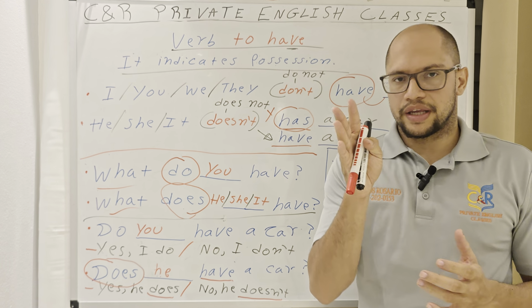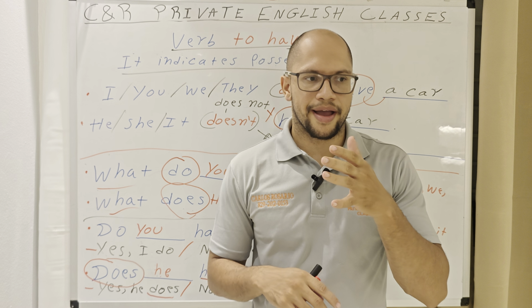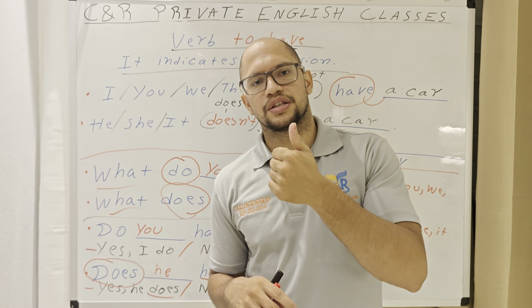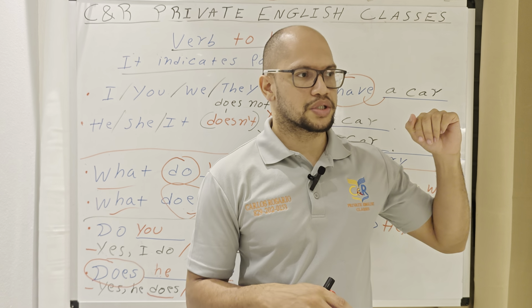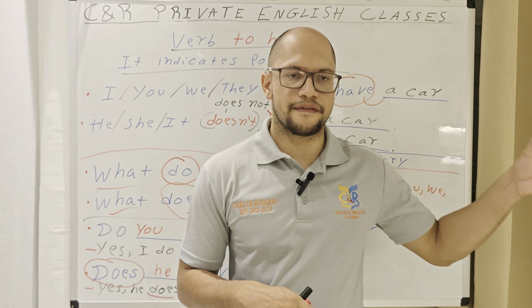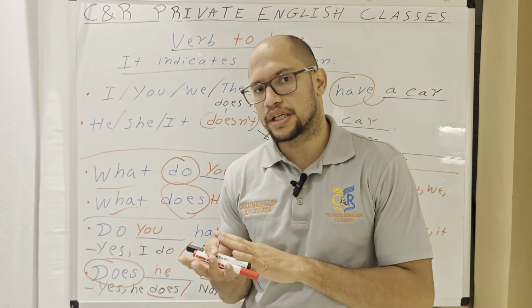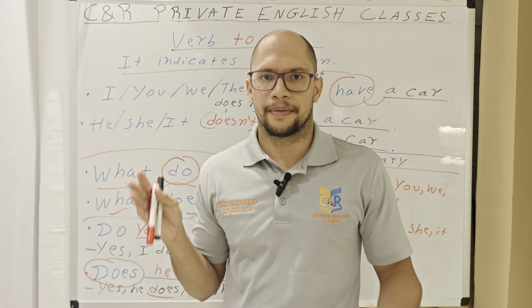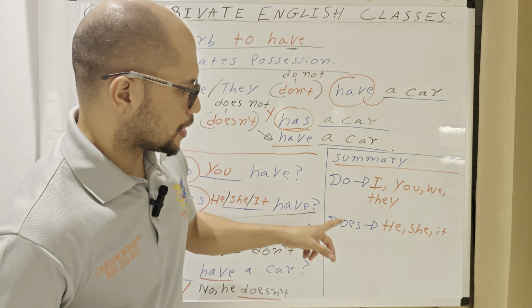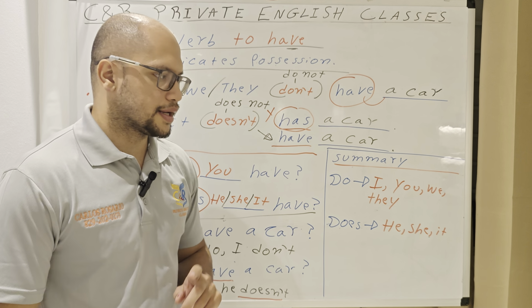And you can go for yes, no questions. Do you have some money? Yes, I do. No, I don't. Does she have problems? Yes, she does. No, she doesn't. So remember the auxiliaries do, does.